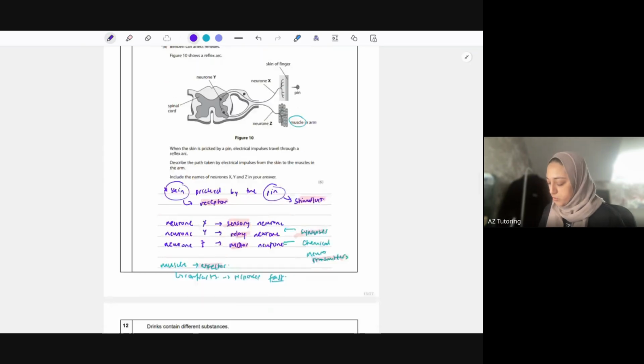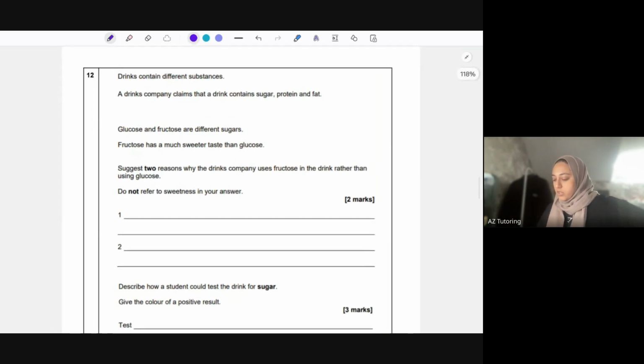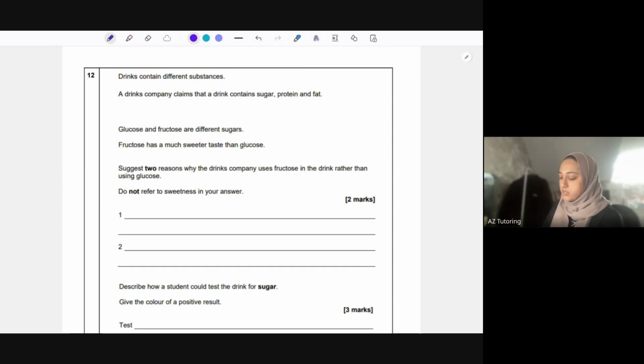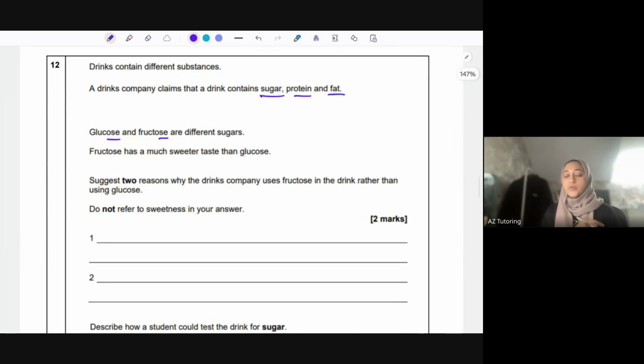Okay, let's move on, just a bit wary of time. Okay, drinks contain different substances. A drinks company claims that a drink contains sugar, protein, and fat. Glucose and fructose are different sugars. Notice usually when the end is ose it is a type of sugar, like even cellulose that we spoke about before ends in ose, it's a type of sugar.